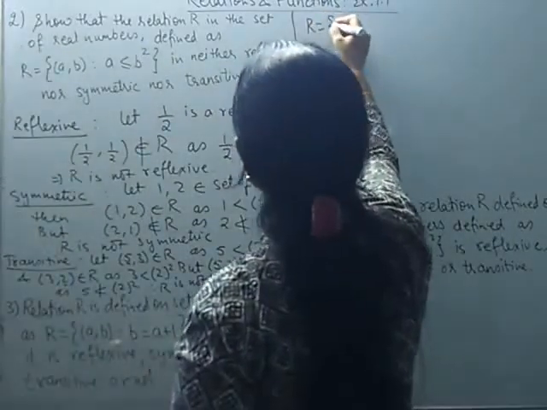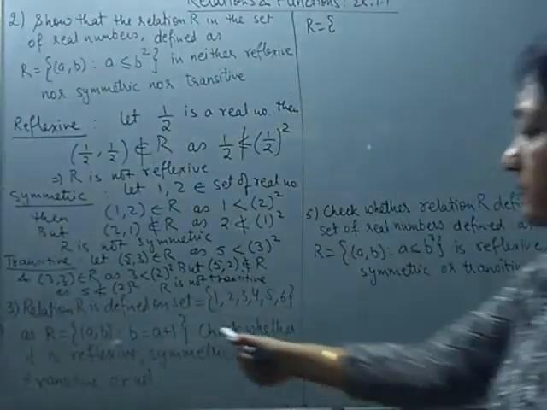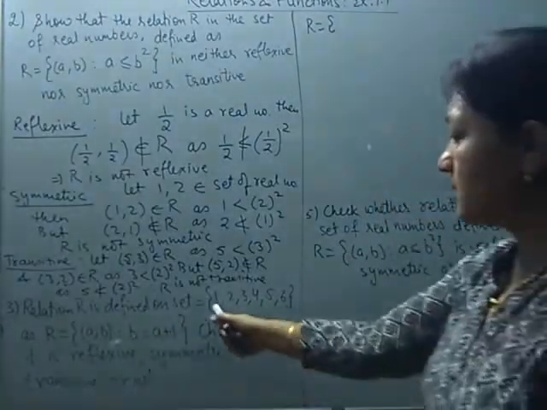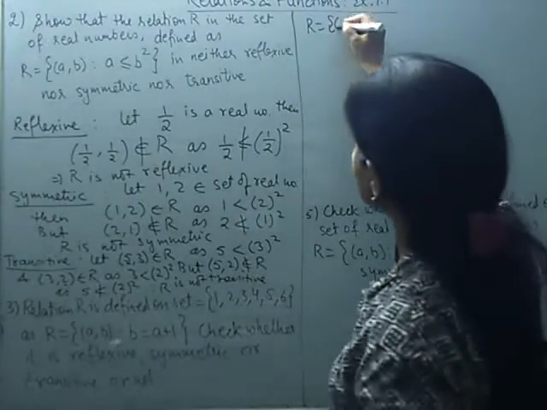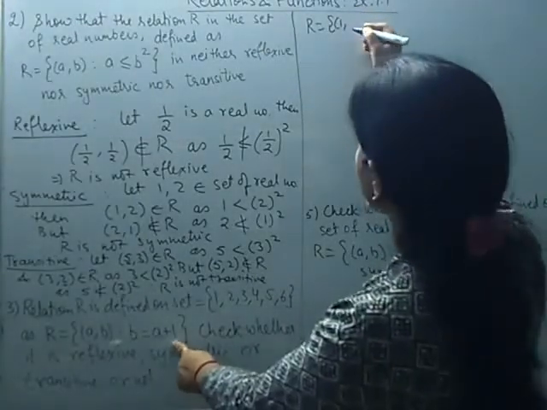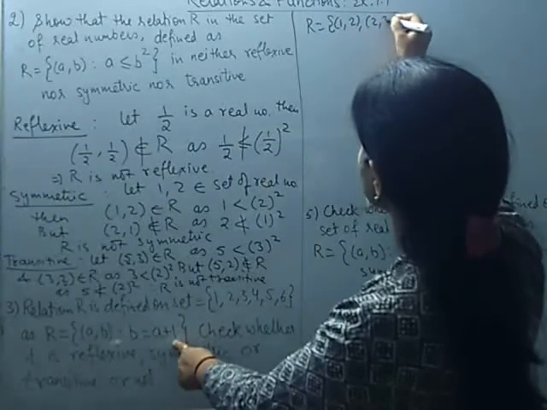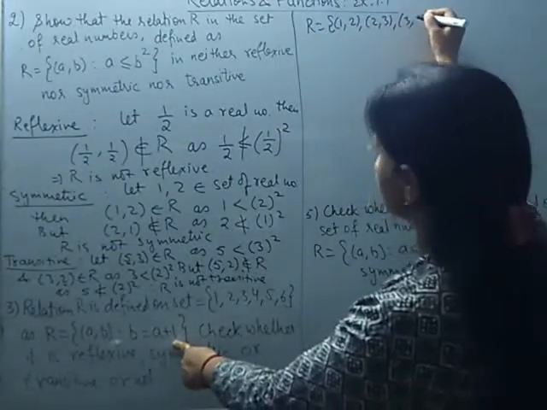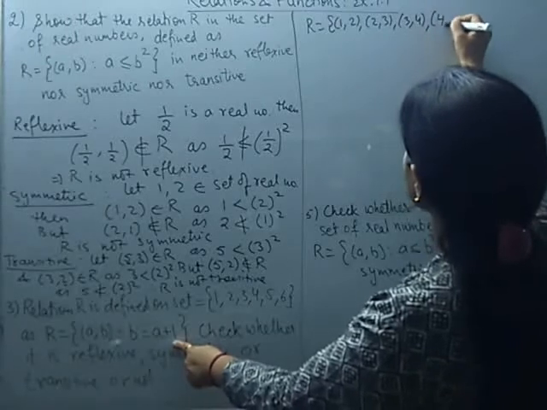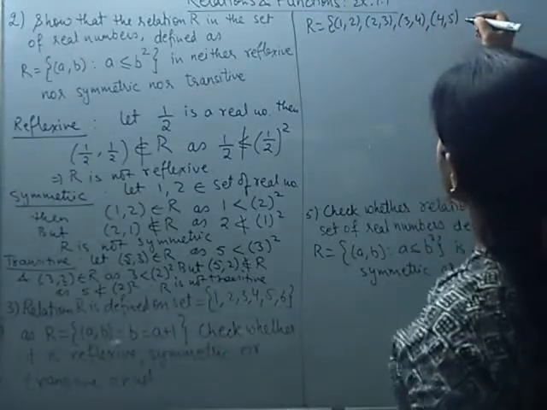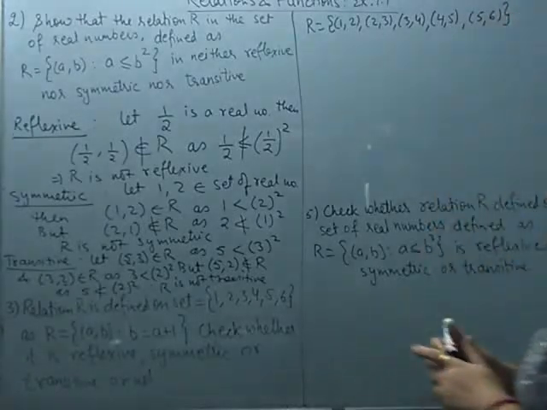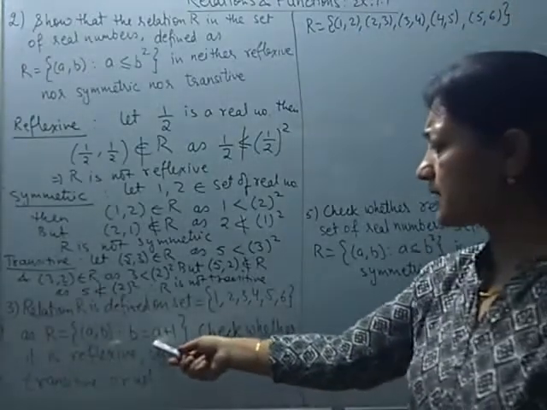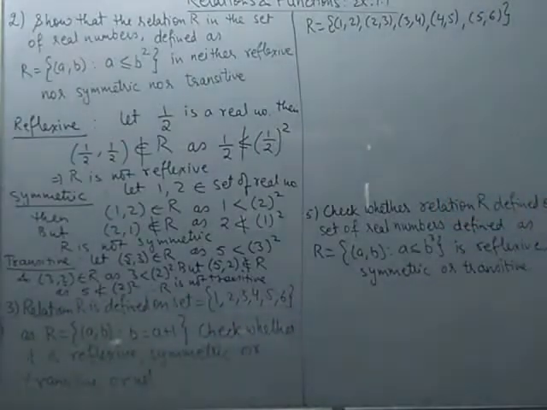You can list the elements. You can assign the value to A and B can be obtained. A can be any number from 1 to 6. B can be any number from 1 to 6. So when A is 1, B will become 2. When A is 2, B will become 3. When A is 3, B becomes 4. When A is 4, B becomes 5. And when A is 5, B becomes 6. Beyond this, we cannot go. We cannot replace A by 6 because that will make B equal to 7, and 7 does not belong to this set.